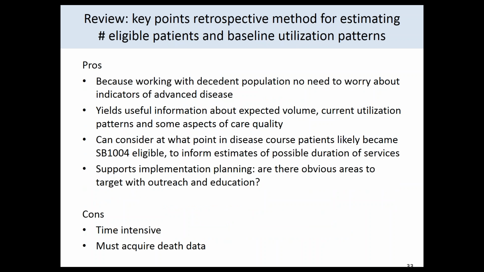Next slide, please. So the retrospective method, as you might be able to tell from the amount of information that I shared with you, I'm a big fan of the retrospective decedent analysis. There's no question that these patients would have qualified. They were all sick enough to die. And you're looking at the utilization patterns amongst the population of decedents. You're also able to generate a lot of other useful information, metrics that speak to the timing of accessing healthcare services, some information about the quality of care. The big con is that you need to go out and grab the death data, and it can be time intensive to use.